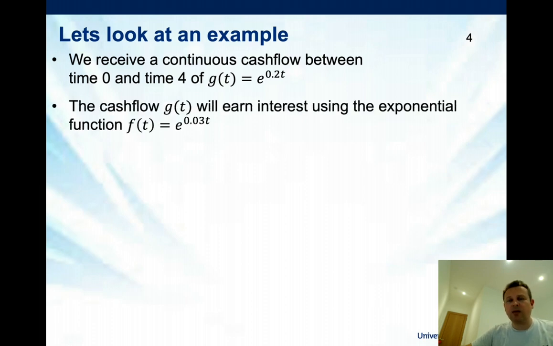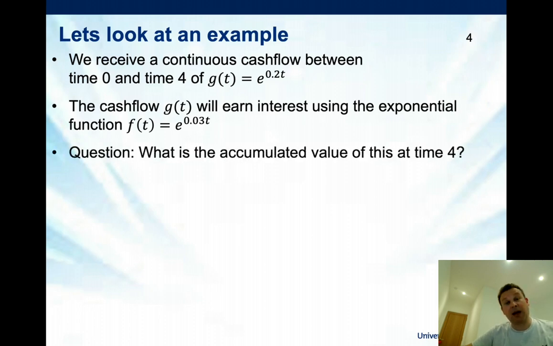Next, what do we want to do? Well, we're probably going to accumulate this cash flow. So let's define a compound interest function f(t), which is equal to e to the power of 0.03t. Now the question: what is the accumulated value of this at time 4?